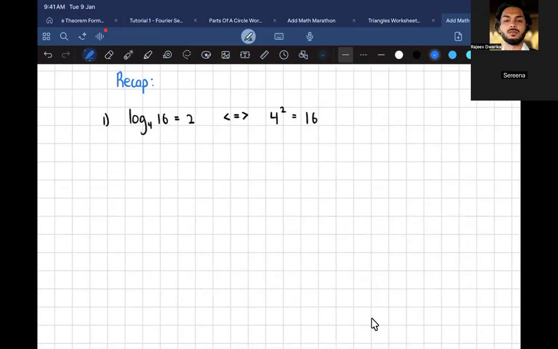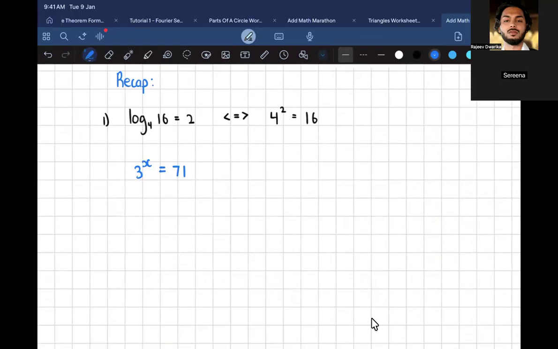All right, yeah, let's continue. Before we look at the laws or rules for logarithms, I want to give you a question. So, Serena, say I had a question, and the question was 3 to the power x is equal to 71. How would you answer that?